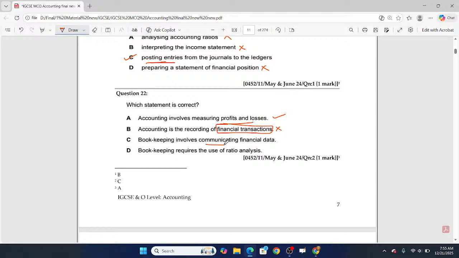Bookkeeping involves communicating? No, communication is only after the preparation of the financial statement. Bookkeeping requires the use of ratio analysis? No. So among the four, A will be the most suitable answer here.